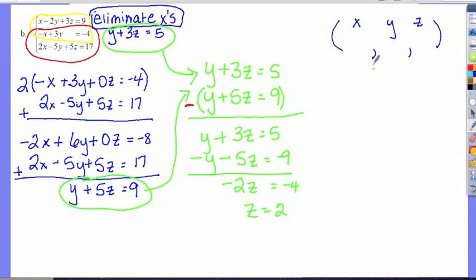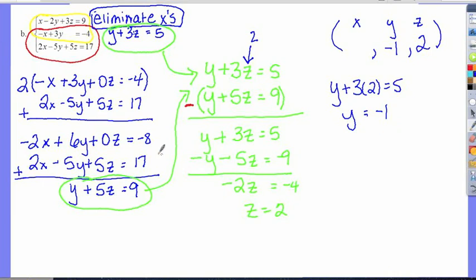Okay, so I have one of my answers. Z is 2. Let's find out what y is. Go plug in a z. Now don't go back to the original. You're not going to get very far. You want to plug the z, the 2, into one of these equations right here, where you only have 2 variables. So I'm going to plug it in right here. I'm going to plug in a 2. Y plus 3 times 2 equals 5. So y is going to equal -1.